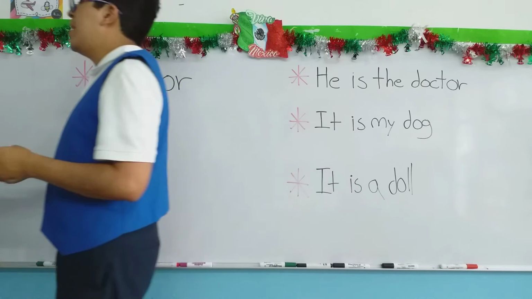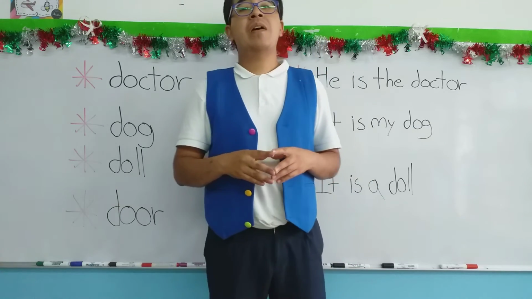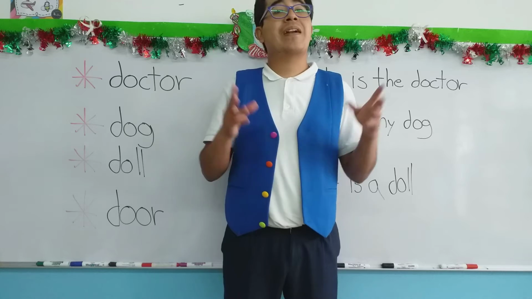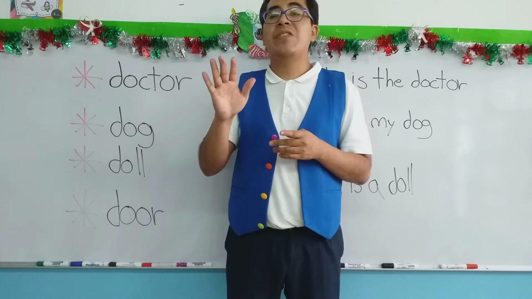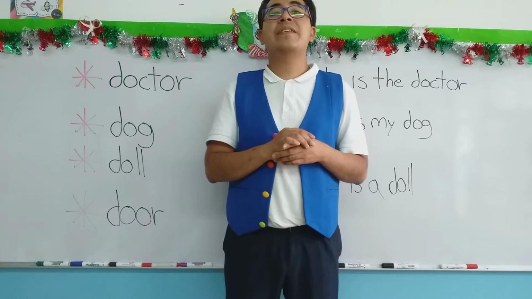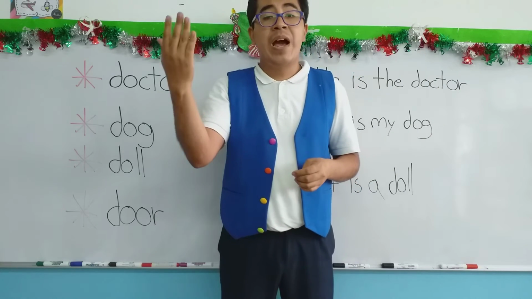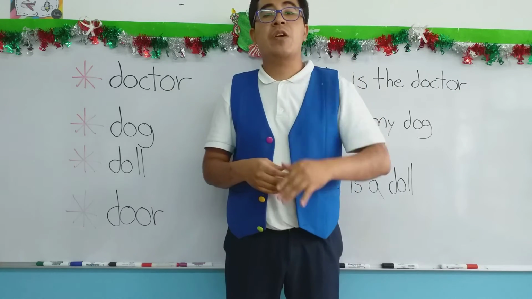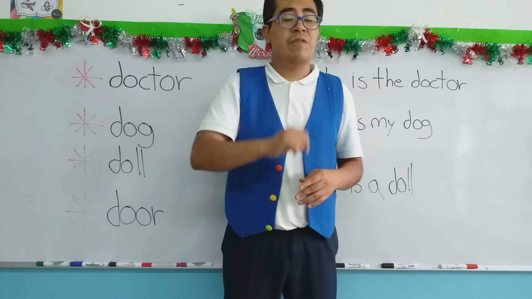Very good. Now, let's talk about today's vocabulary. So, some of the most important characteristics of today is that all of the words of today begin with the letter D. The letter of David, the letter of dragon, the letter of Diego. And today we have 4 new words prepared especially for you.